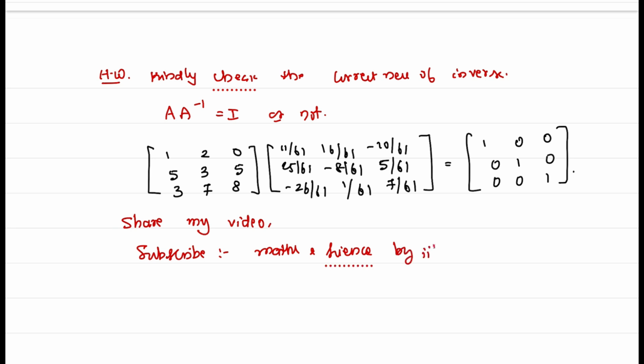Now in the next class we will go for something like complex integral, an integral with complex numbers. How to find out the inverse? That's a little bit complicated, but still we will follow this method and try to find out.